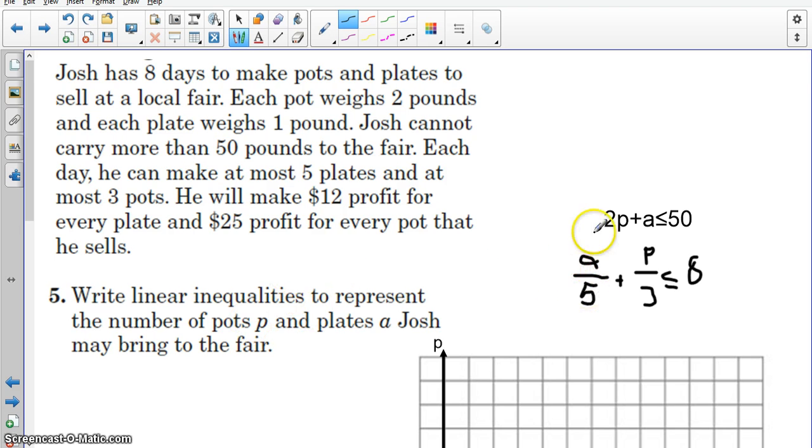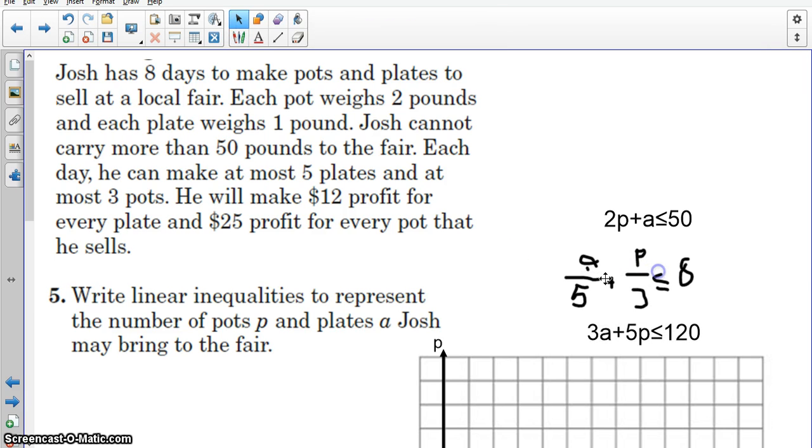All right. This is similar to the one we did today in class. You would then multiply both sides by 15, because that would cancel out all the denominators. And when you did that, you would get, let me pause it and write. If you multiply this by 15, 15 over 5 is 3, so 3A. 15 over 3 is 5, so 5P, and then 15 times 8 is 120.